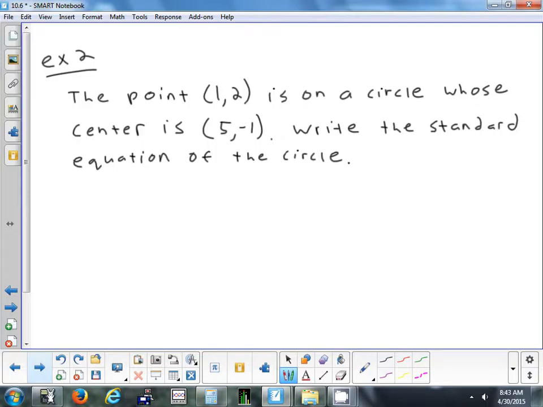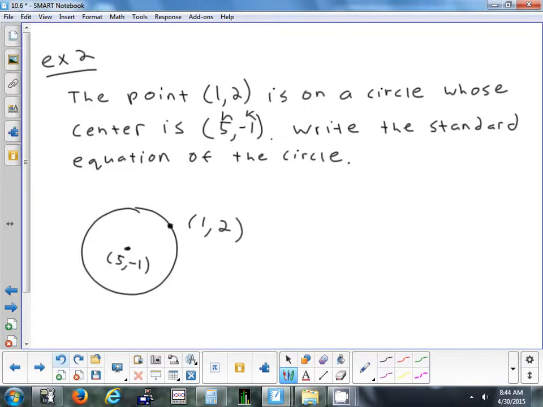All right, so this one, it says we've got the point 1, 2 is on the circle, and the center is 5, -1. What am I missing? I'm missing something that I really need. Yeah? I don't have the radius. They didn't give it to me. They gave me h. They gave me k, but I don't know r. So here's your center. It's at 5, -1. And the point 1, 2. This is not to scale. The point 1, 2 is on the circle.